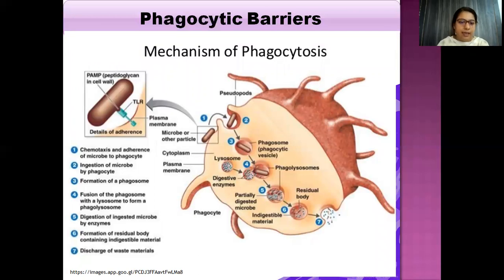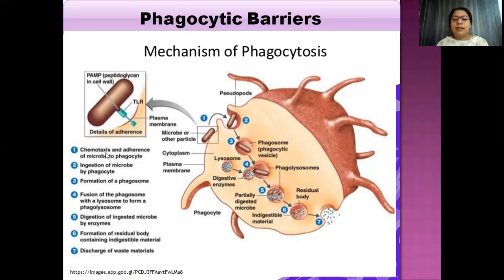Here we can see PAMPs, peptidoglycan in a cell wall. This is a microorganism. Here it is going to adhere with the help of TLR on the macrophage. Now, there is chemotaxis and adherence of the microbe to phagocytic cells, that is the macrophage.